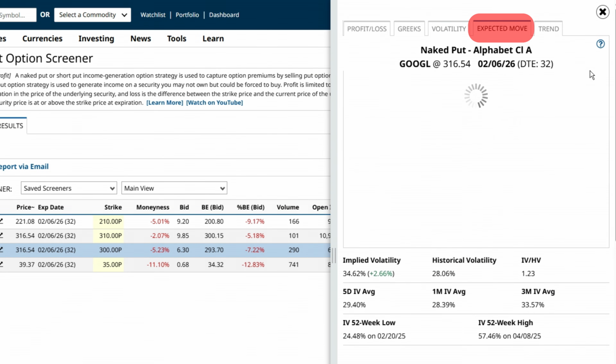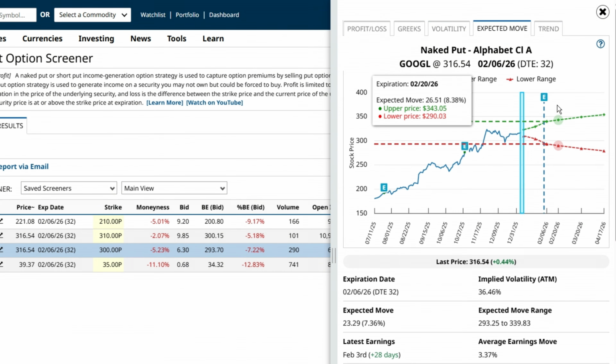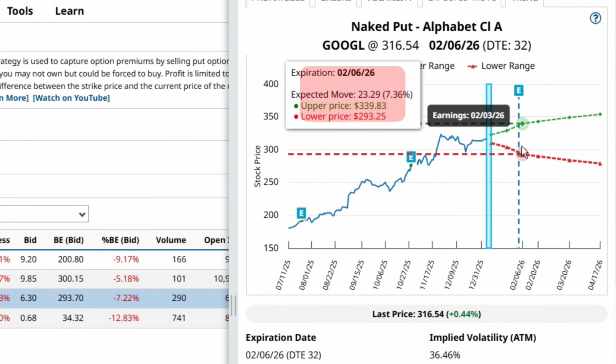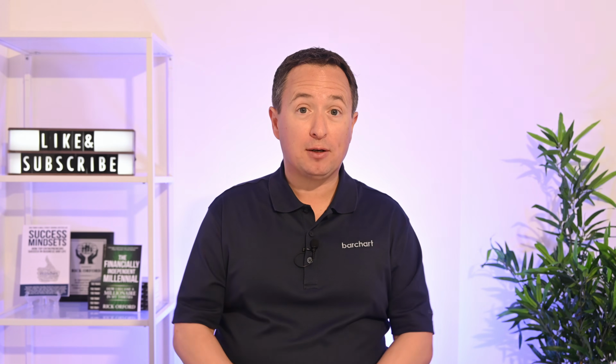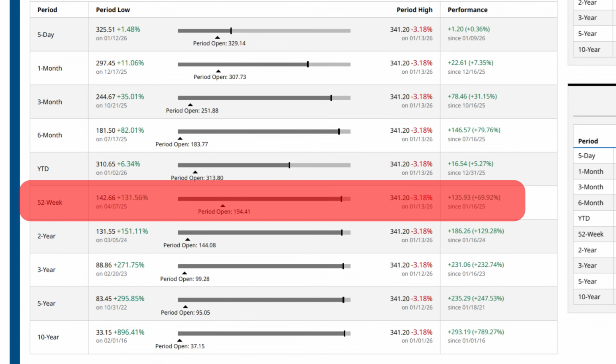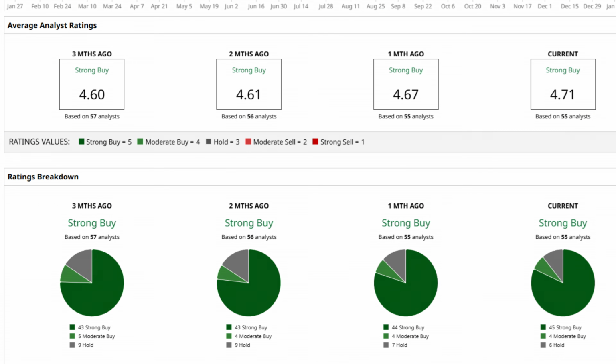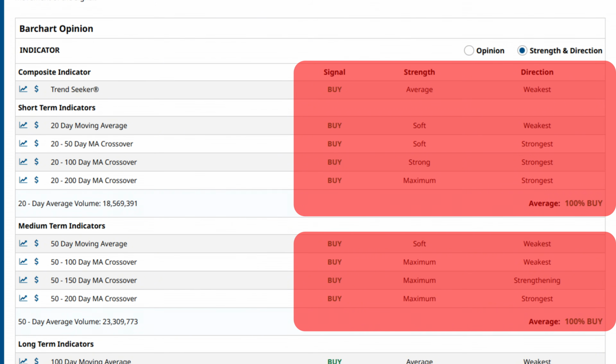Now, if we jump over to the expected move tab, we can see that Alphabet is expected to trade between $293 and $340 by February 6th, at least based on the at-the-money straddle prices. Ideally, you'd set a cash-secured put strike below that $293 lower range. But in this case, I'll still take the trade because right now, Alphabet stock is very popular. It's up 70% over the last year, and investors right now are very bullish on it. And not only that, its short and medium-term technical ratings are bullish.